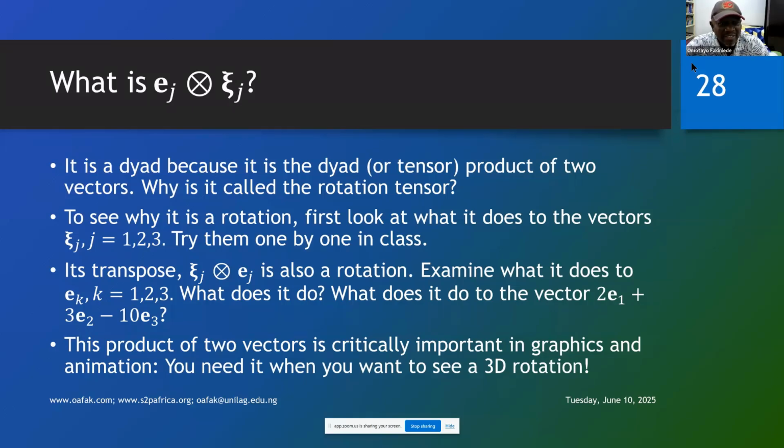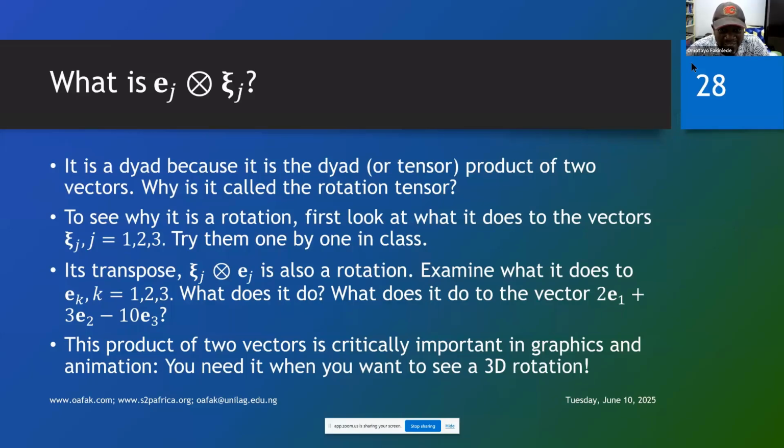What is it? It is a dyad because it is the dyad or tensor product of two vectors. You remember, the other kinds of products are scalar or dot product, and then you have cross or vector product. This one is a dyad product.